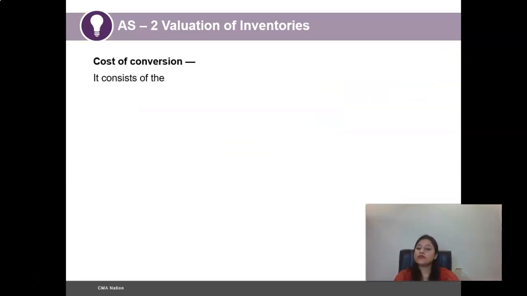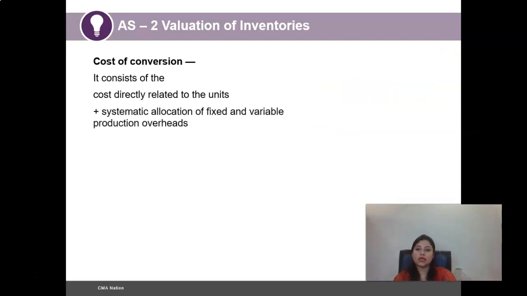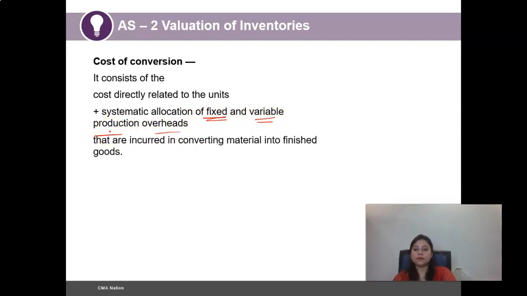And what is the cost of conversion? It consists of the costs that are directly related to the units plus the systematic allocation of fixed and variable production overheads which are incurred in converting material into finished goods. Such systematic allocation of fixed and variable production overheads should also become a part of those inventories, and this is how we will be ascertaining the cost of conversion.